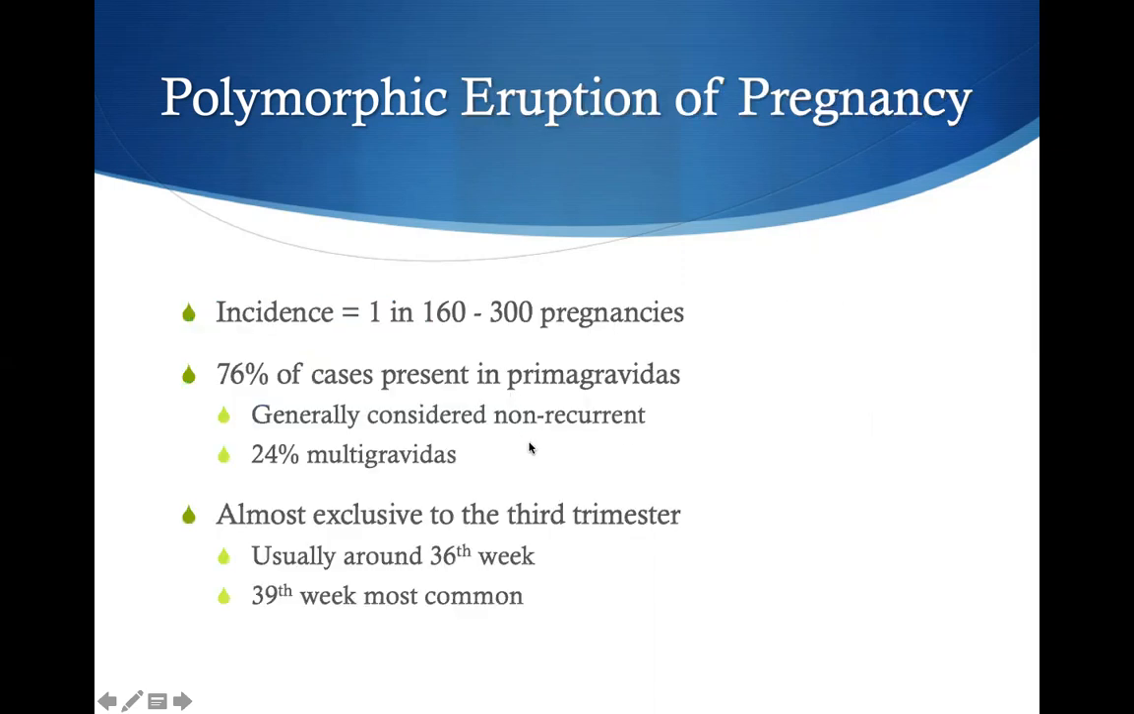This is far more common, seen in 1 out of 160 to 300 pregnancies. 3/4 of cases are going to present in primigravidas, and that can help you make the diagnosis. Generally, it's considered non-recurrent. About 1 in 4 cases are seen in multigravidas. It again also characteristically will present usually late in the 3rd trimester. The 39th week is actually the most common.